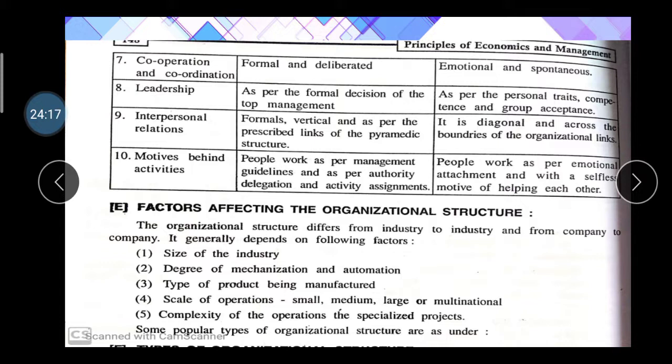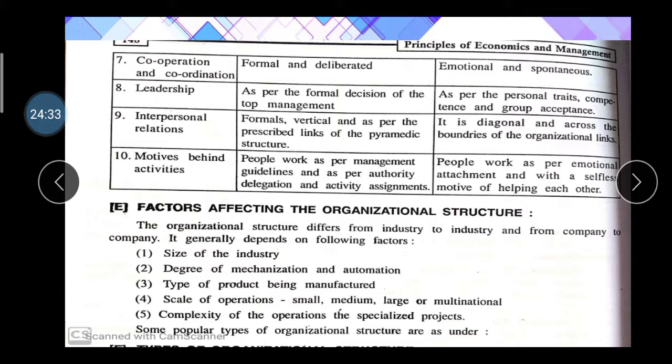Then what are the factors affecting the organizational structure? First one is the size of industry. According to the size, you have to make the organizational structure. Second one is the degree of mechanism and automation. According to the automation, you have to centralize or decentralize authority.